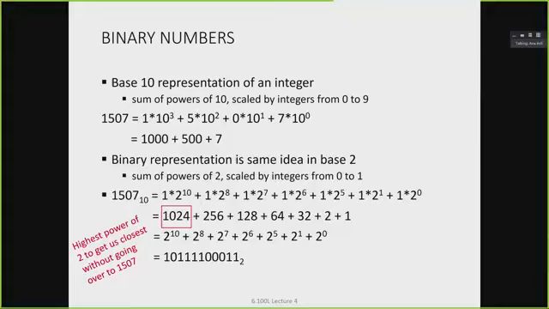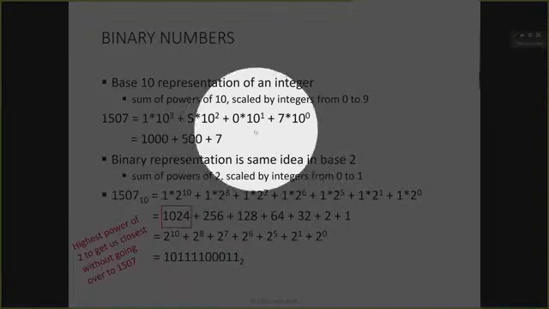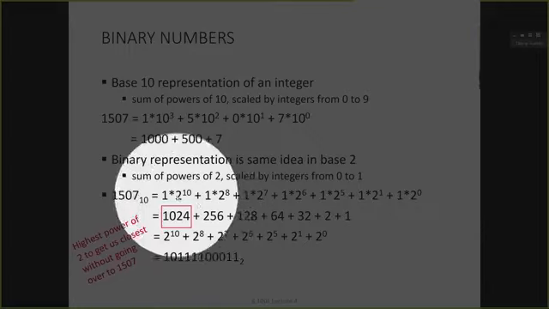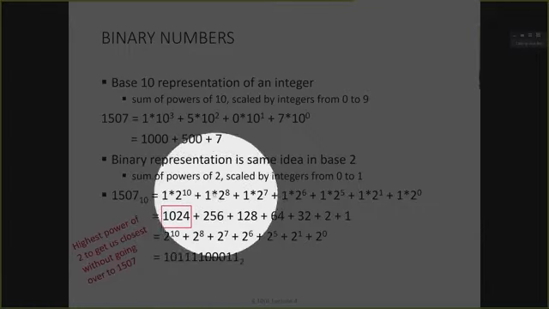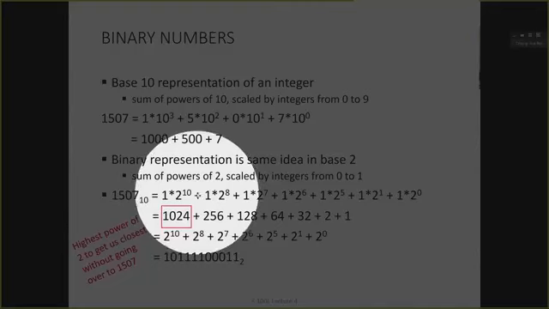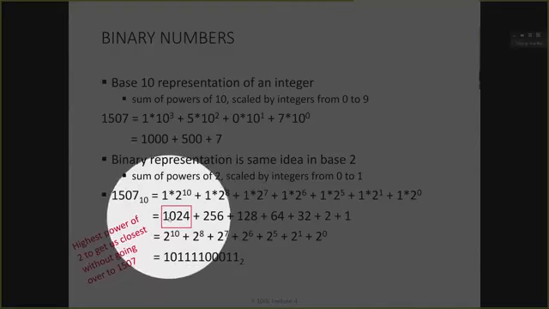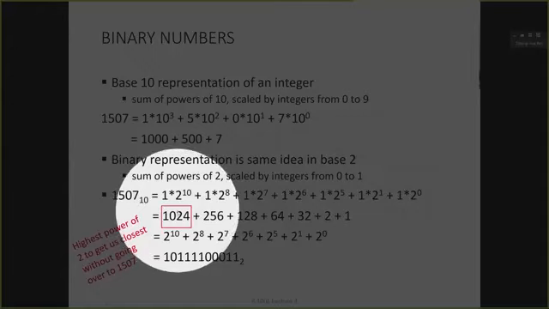And that's 2 to the 10, 1,024, because 2 to the 11 is 2,000 something, and that's already too big. And then you ask yourself, what's the next biggest power of 2 I can add to this number, 1,024, that brings me close to but not over 1,507? That's going to be 256. Notice we skipped 2 to the 9 because adding 2 to the 9 takes us over 1,507. It's adding 512 to 1,024.